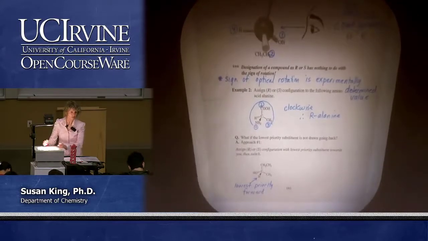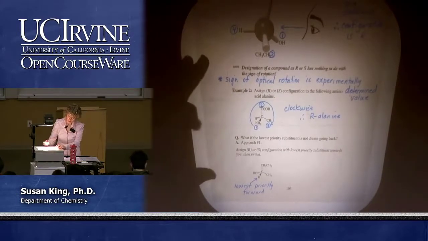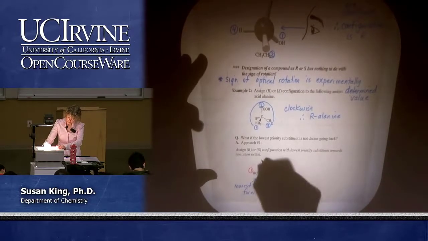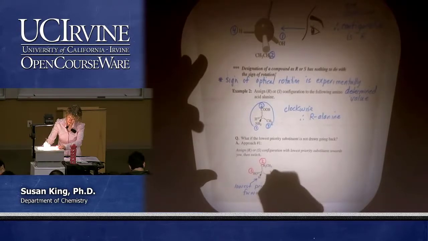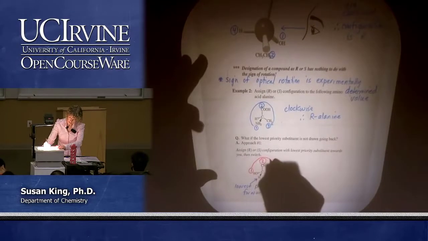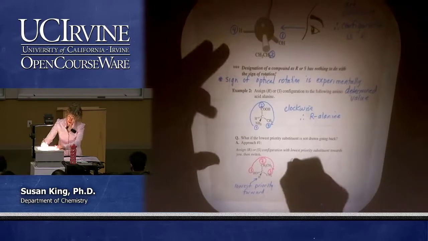And I'm going to mark that because I don't want to forget. And so what I'm going to do is prioritize here. The oxygen has higher priority here, and then ethyl takes higher priority over methyl. And then we have our methyl. And if we trace that pathway, that's clockwise. This is clockwise.